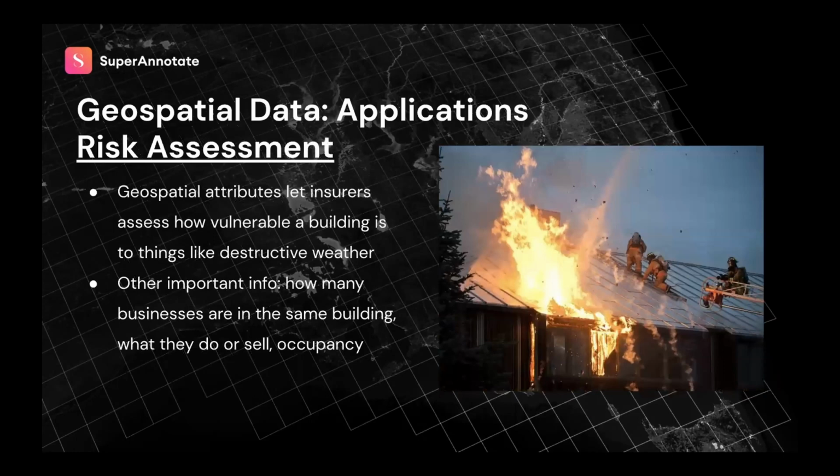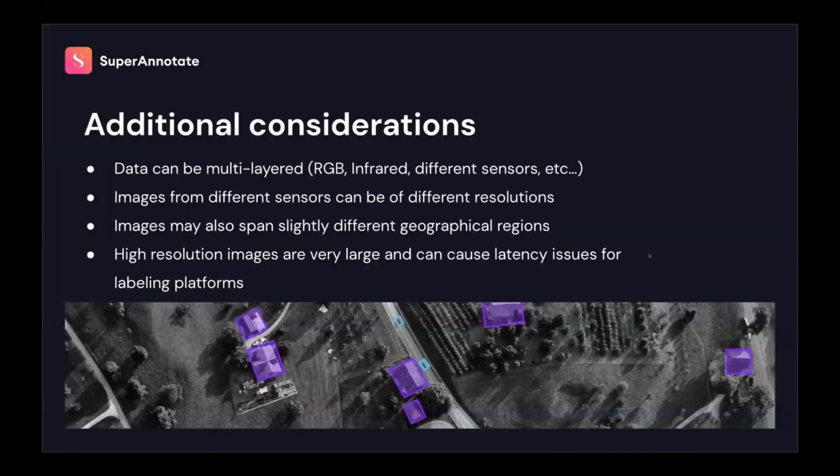Okay, risk assessment is also used by a lot of engineers to develop some applications here. So you can have geospatial attributes, which allows you to see how vulnerable a building is to things like destructive weather. Obviously, places that have more inclement weather will have the ability to have their assessment change depending on how likely it is to have that. And then other important information can be added on top of the data here, which could be what kind of businesses run inside of the building, what did they sell, how the occupancy looks during different times of the day, and so on.